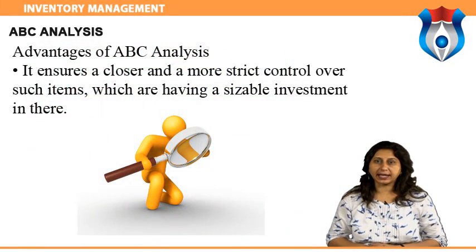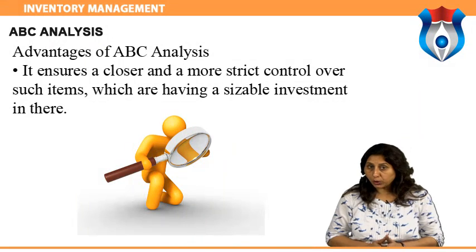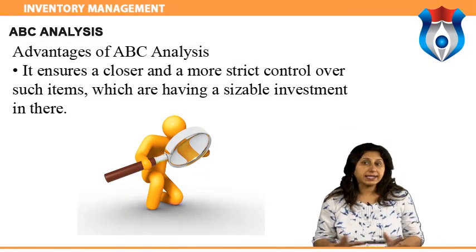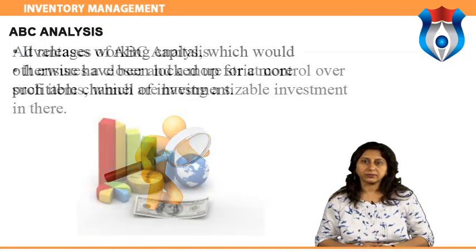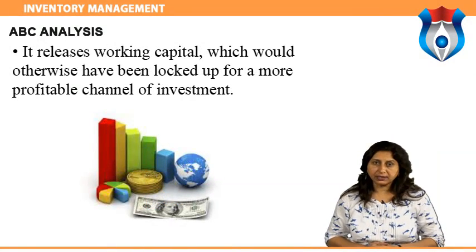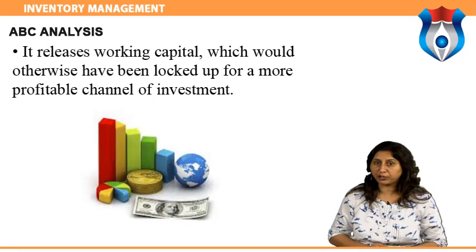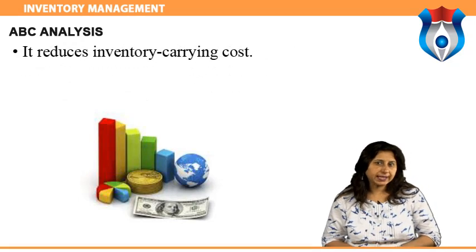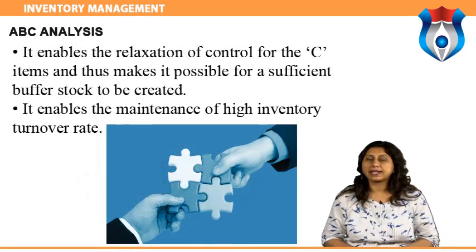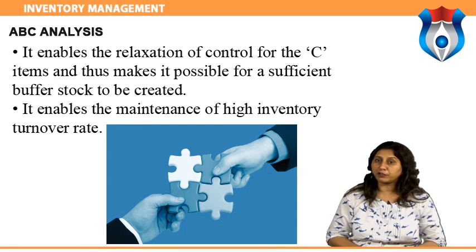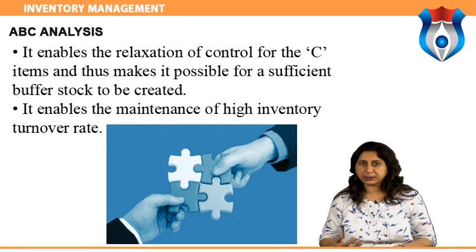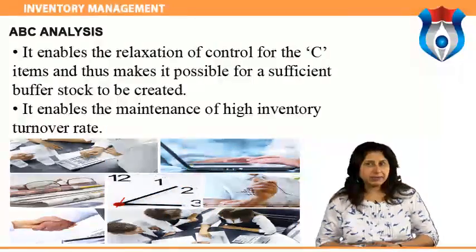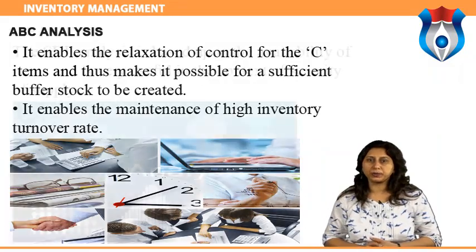Advantages of ABC analysis. It ensures a closer and more strict control over such items which have a sizable investment in them. It releases working capital which would otherwise have been locked up, for a more profitable channel of investment. It reduces inventory carrying cost. It enables the relaxation of control for the C items and thus makes it possible for a sufficient buffer stock to be created. It enables the maintenance of a high inventory turnover rate.